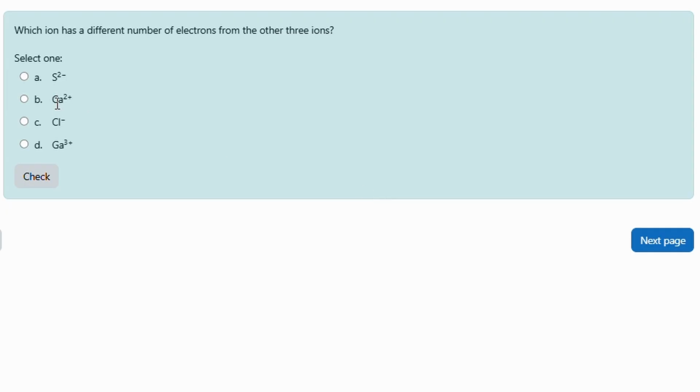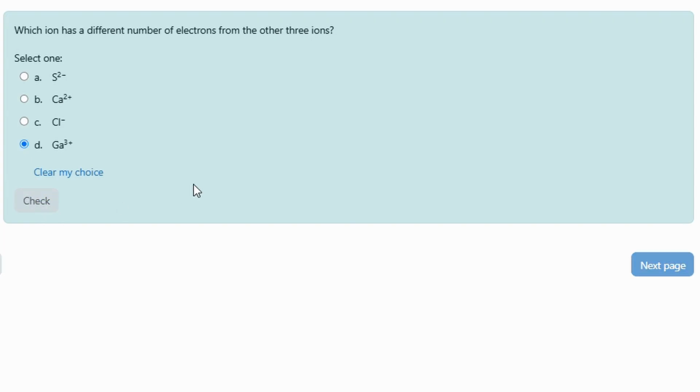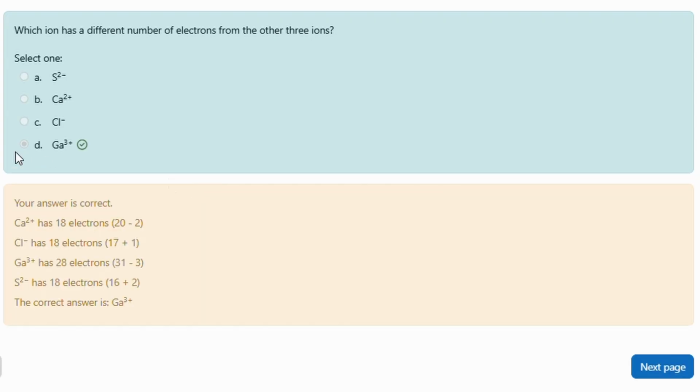Gallium has a proton number of 31, so a gallium 3+ ion will have 31 subtract 3 electrons, that is 28 electrons. So the correct answer is D, gallium. The calculations to work this out are given there in the feedback.